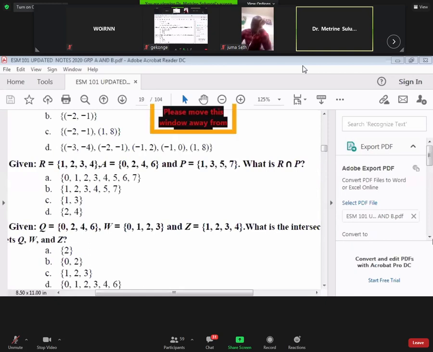Yes, I'm repeating. Question one is Q intersection W intersection Z. Question B, Q intersection W. Question C, Q intersection Z. Question D, W intersection Z. Question 4, Q union W union Z. Question 5, Q union W. Question 6, Q union Z. And the last question, W union Z.